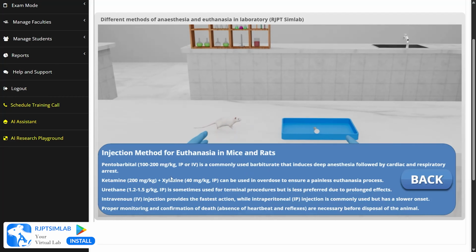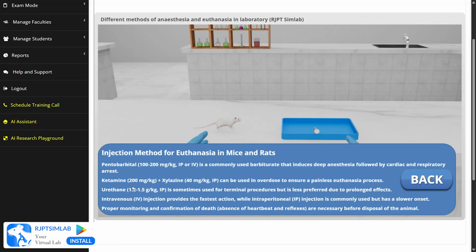The drugs that we use are, first, pentobarbital, at 100 to 200 milligrams per kg, which is given by the intraperitoneal or intravenous route. It is a commonly used barbiturate that induces deep anesthesia followed by cardiac and respiratory arrest. The pentobarbital drug induces a deep anesthesia effect, which is followed by cardiac arrest and respiratory arrest.